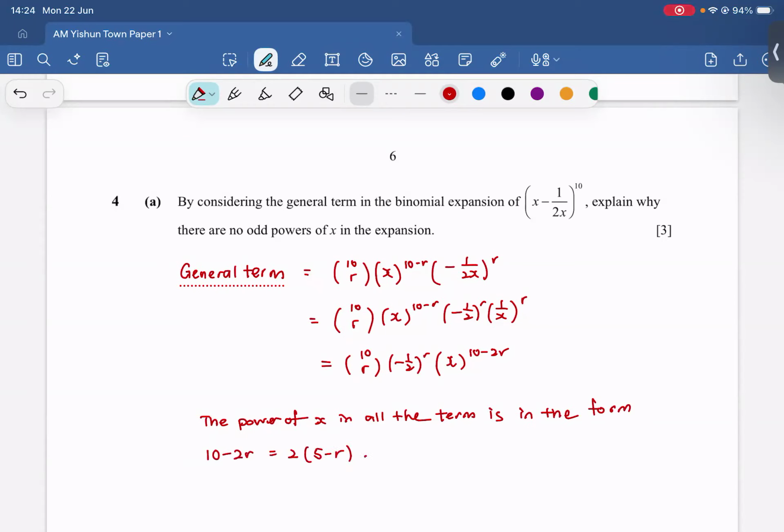Okay, then after that what? Since r is a whole number, then we know 2 bracket 5 minus r must be even. So there is no odd power of x. Because the power is 10 minus 2r, then you take out 2, you will know that 10 minus 2r is always an even number.